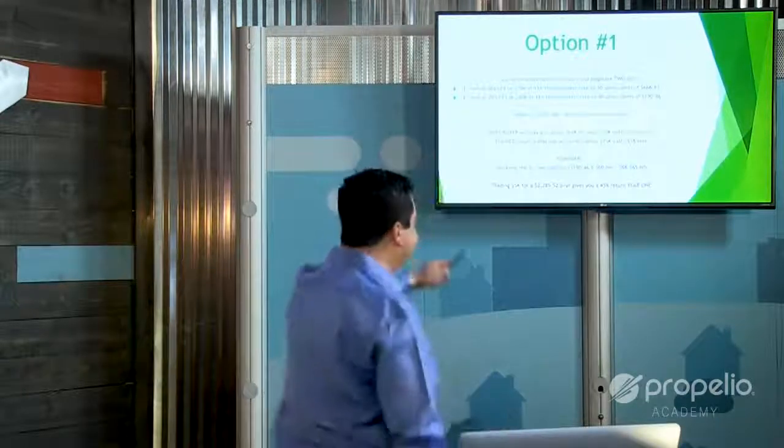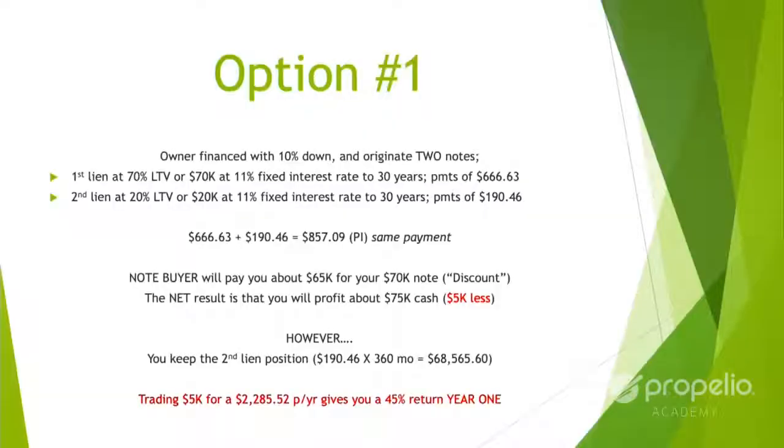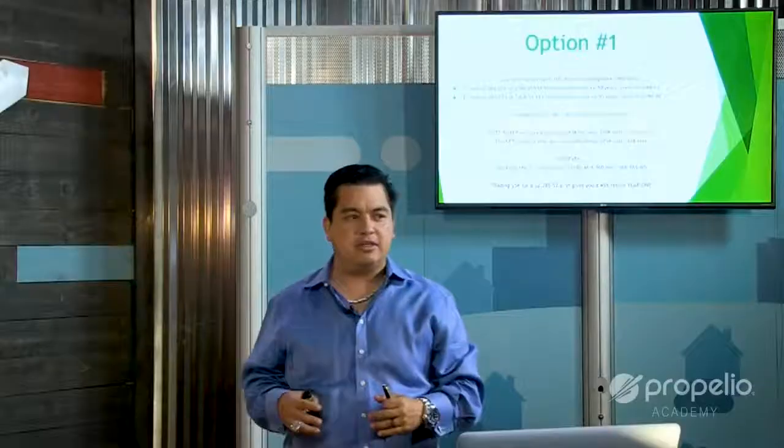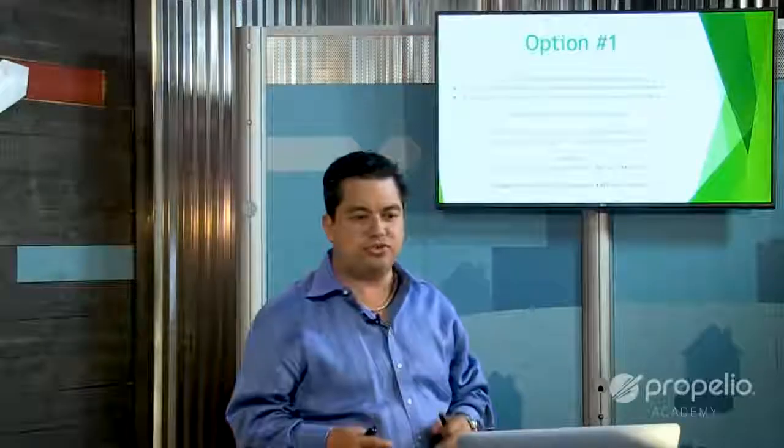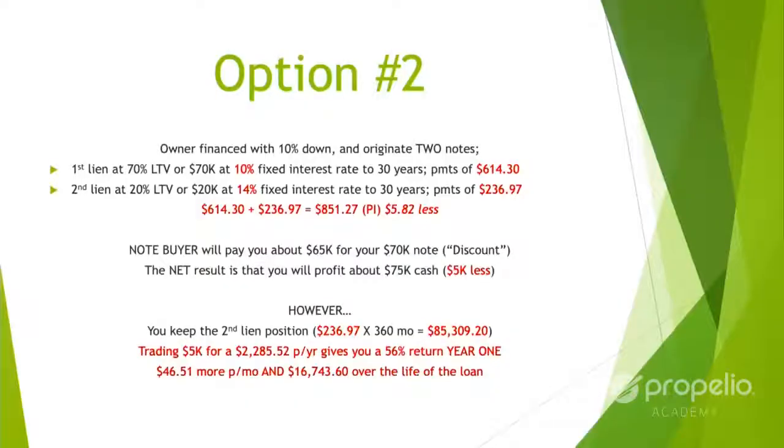However, you might notice that it says option 1. Do y'all think there's a way to make this deal a little nicer, a little juicier? What do y'all think? Well, I want to go over option number 2, where you're still breaking up the deal into 2 notes. First lien position is still at 70% LTV or $70,000. However, you are giving a 10% fixed interest rate for 30 years to the buyer.